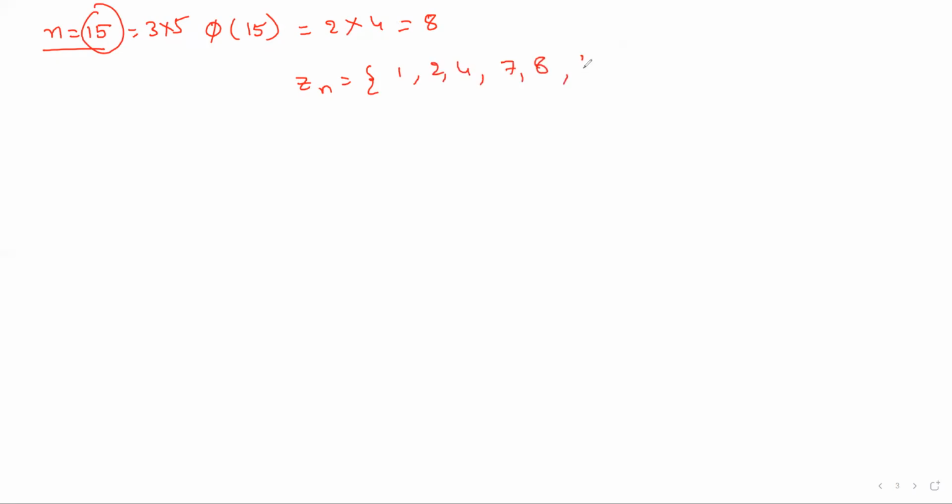Suppose n is equal to 15. What is phi of 15? Simply 3 into 5, so 2 into 4, 8. Now, what are the 8 elements? What are the 8 elements that are relatively prime to 15? 1, 2, 4, 7, 8, 11, 13, 14. You have to calculate like this. That is, the elements from 1 to 15. Consider each and every element such that the GCD of that element with 15 is 1.